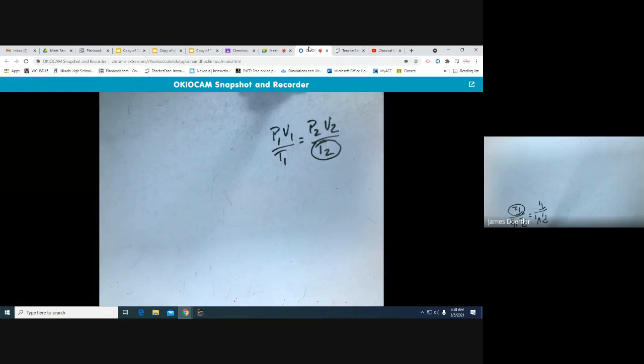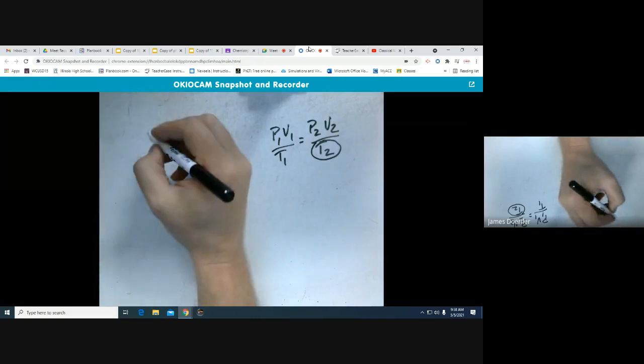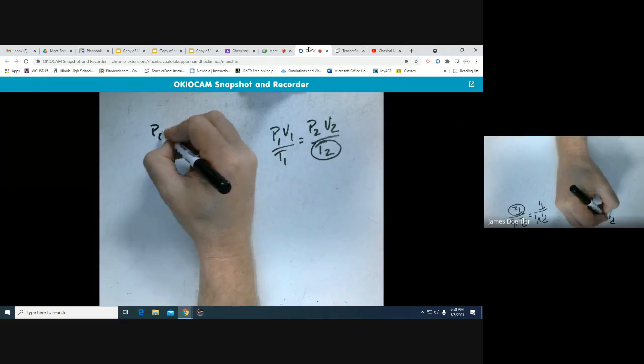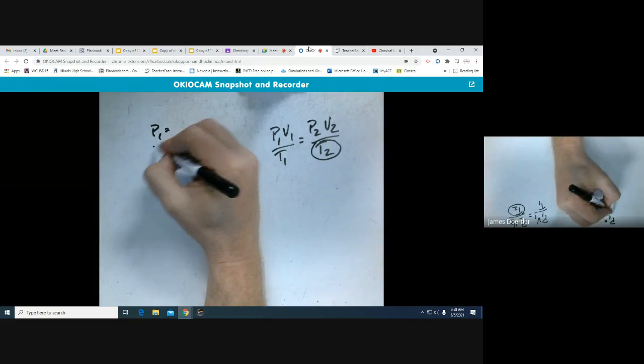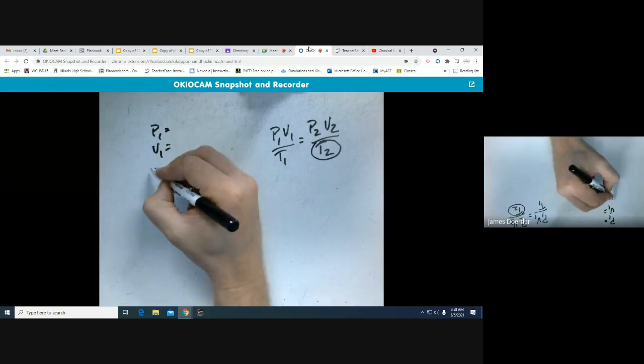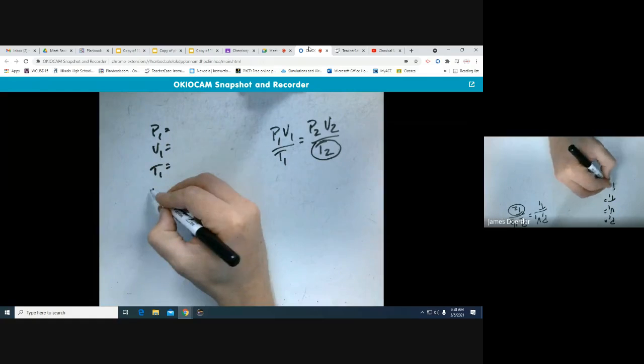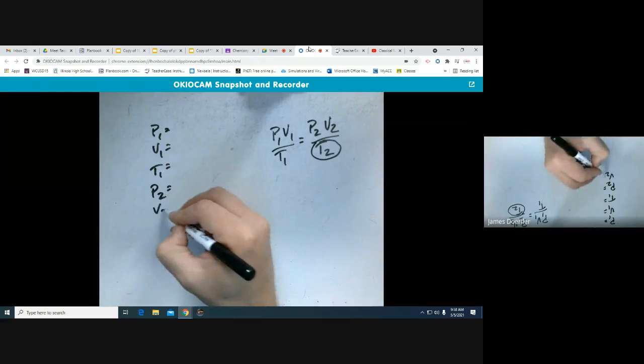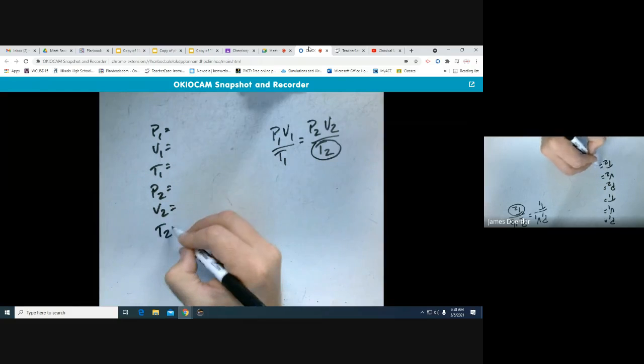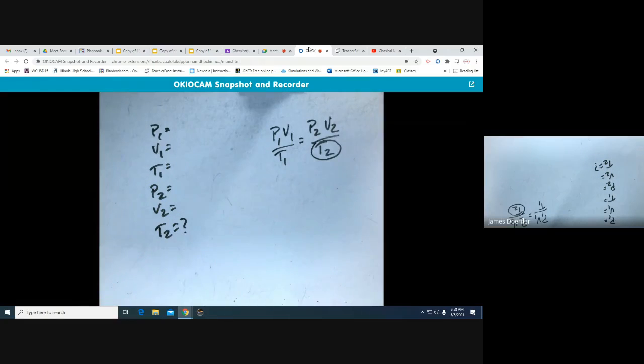All right. Get the brain and the hands ready. Listing what we know. P1, V1, T1, P2, V2, T2. T2 is what we're looking for. Okay. What is my initial pressure?